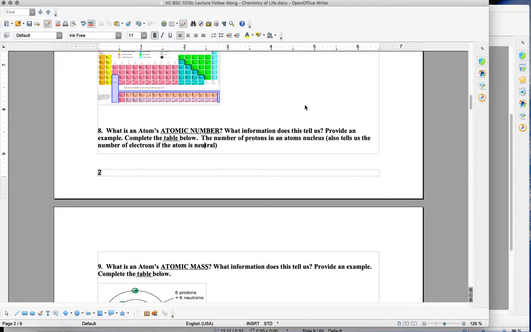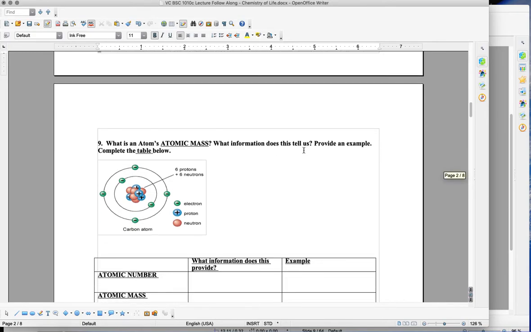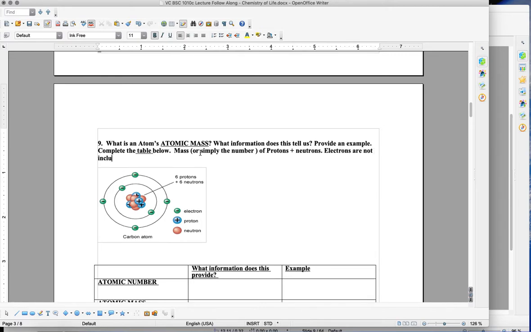All right, so what is the atomic mass? What information does this tell us? The atomic mass is the mass, or simply the number, of protons plus neutrons. Electrons are not included because their mass is negligible.